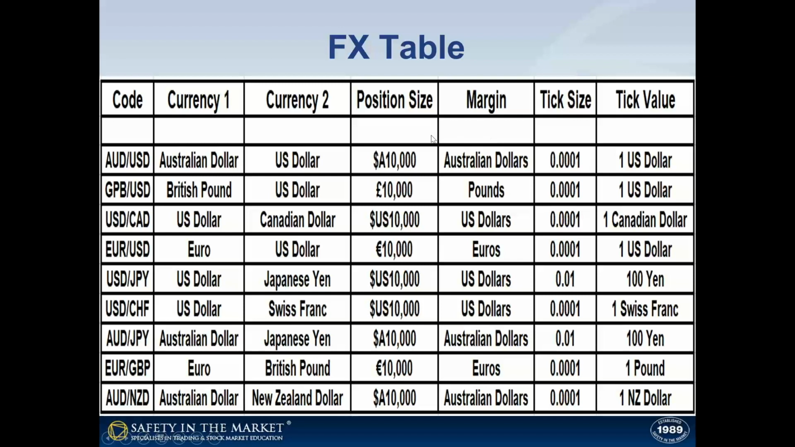So a quick summary, if you're looking at position size or margin, that's always going to be denominated in currency number 1. So that's Aussie dollar here, pound, US dollar, euro, US dollar, etc. And when you're working out your profit or your loss on the trade, that's always going to be denominated or paid in unit of currency number 2. So in this case, US dollar, Canadian dollar. Once you've taken your first few FX trades, this all becomes second nature to you.